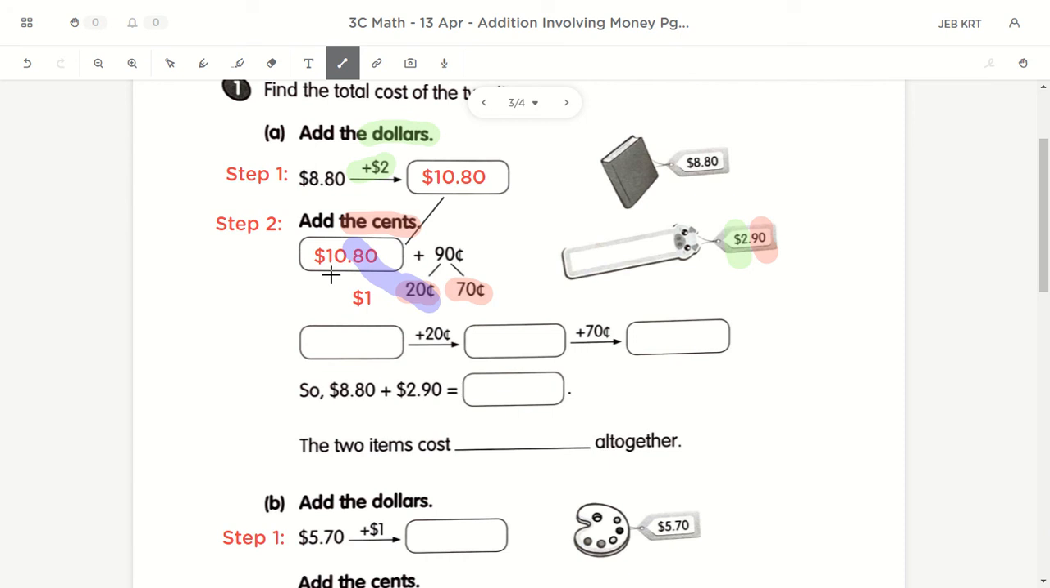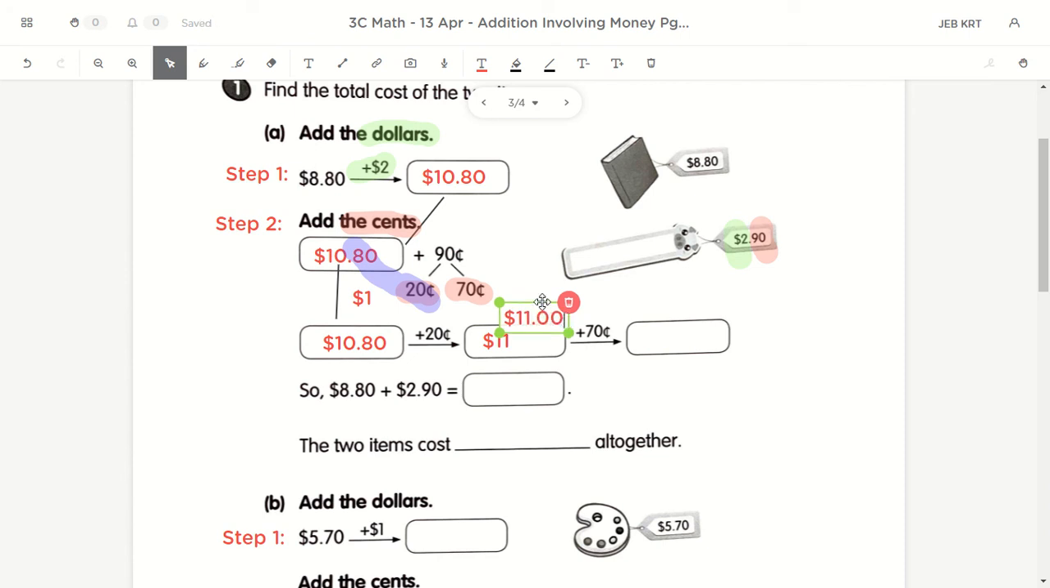So how is it actually done? So bring this answer down. So what you have here is actually $10.80. You add the 20 cents first, will give you $11. Right, $11 can be written in different ways. It can be written in this way, which I prefer, or if some of you can write it in this way, it is fine as well.